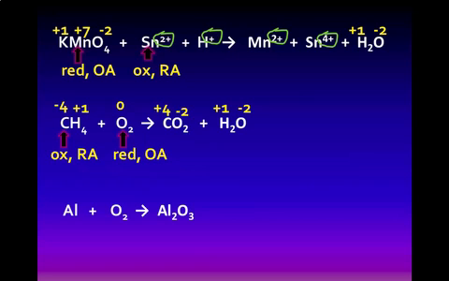Okay, let's look at another one. Aluminum by itself is 0. Oxygen by itself is 0. Aluminum, this is a -2, and aluminum is a +3. So aluminum got bigger, so that means it was oxidized and is the reducing agent. Oxygen got smaller, that means it was reduced and is the oxidizing agent.